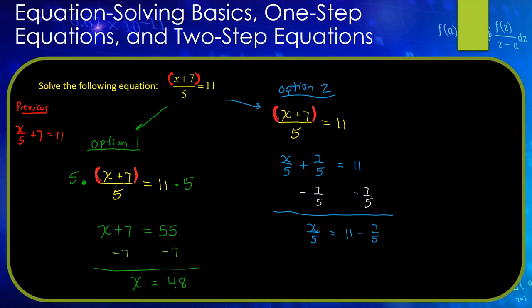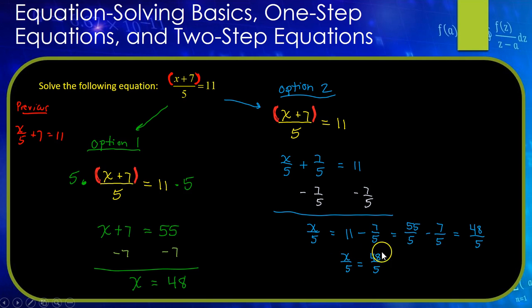So when I do that, I would have x over 5 equaling 11 minus 7/5. Of course, to carry through that subtraction, I'd have to have 11 rewritten as 55 over 5, so I have a common denominator. And 55/5 minus 7/5 is 48/5. So that leaves me with the equation x over 5 equals 48 over 5, which I can already see since they're both being divided by 5.